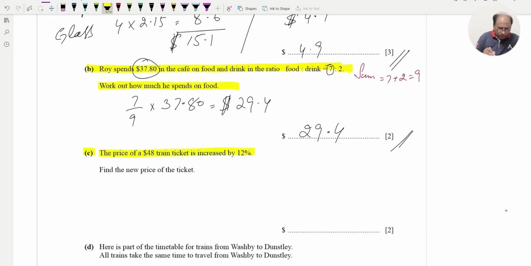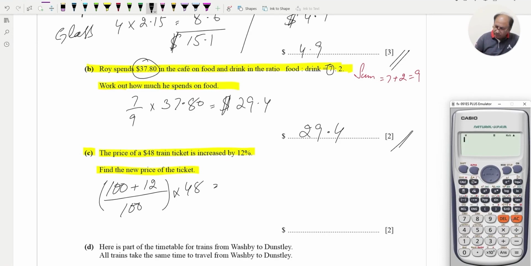Now C part. The price of a $48 train ticket is increased by 12%. Find the new price. So for an increase we add to 100, and if it is a decrease we subtract, and divide by 100 for percentage, and the amount is 48. With this method we can directly get the answer: 100 plus 12 divided by 100, multiplied by 48, is equal to 53.76.